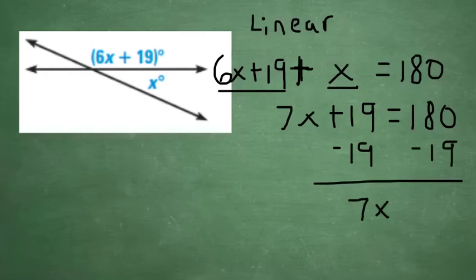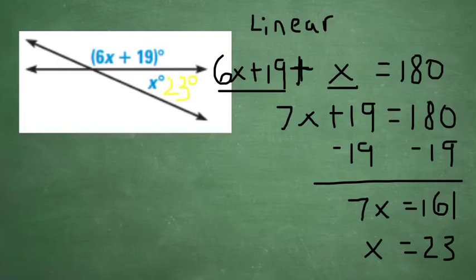So 7x equals 161. Divide both sides by 7. X equals 23. Again, let's just check our work. If we're saying x is 23, so we're saying this angle, well, that yellow did not turn out too well. That's okay. So that angle is 23 degrees.